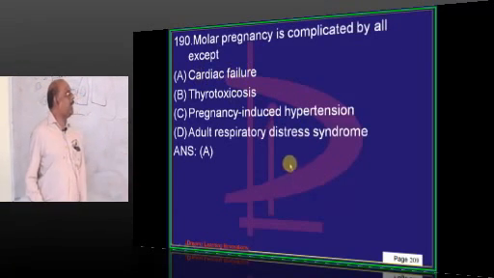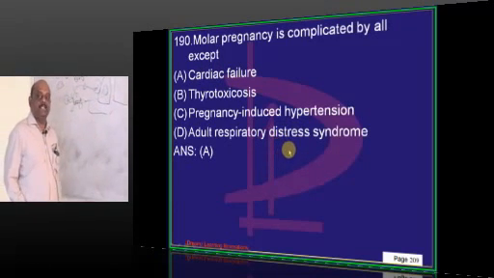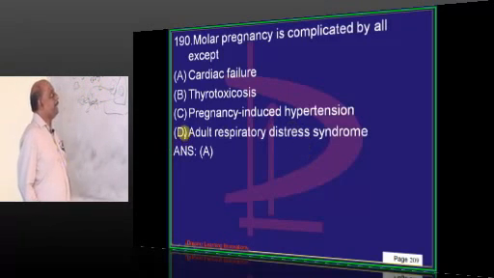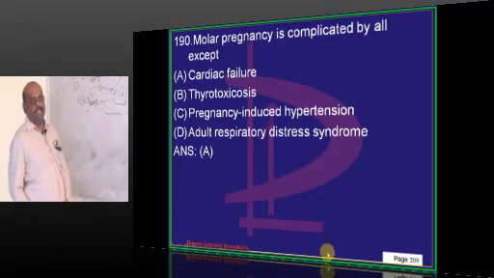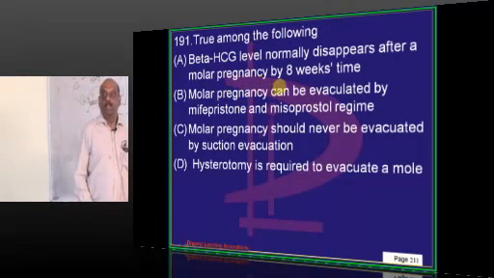Molar pregnancy, what are the complications which occur? There can be thyrotoxicosis because HCG has a similarity to TSH, and pregnancy induced hypertension, ARDS, anything can occur very much because of the molar pregnancy.